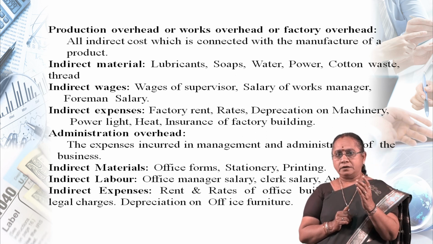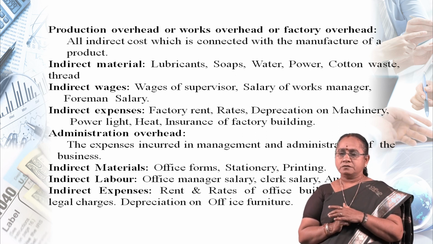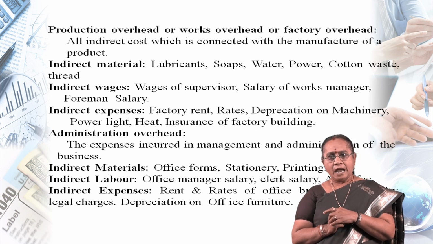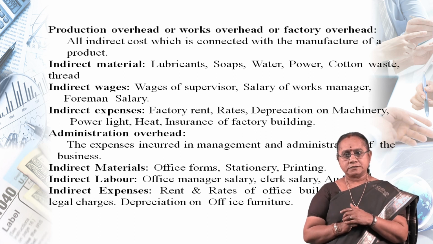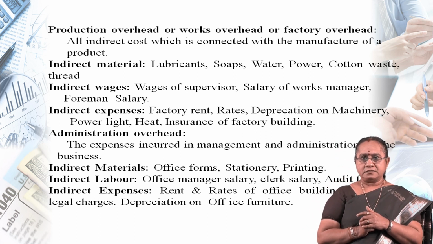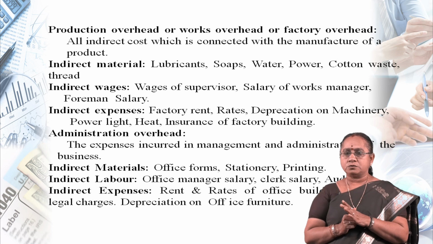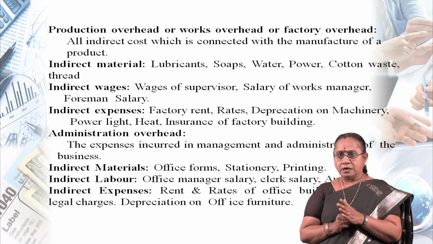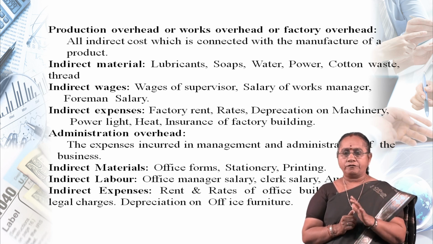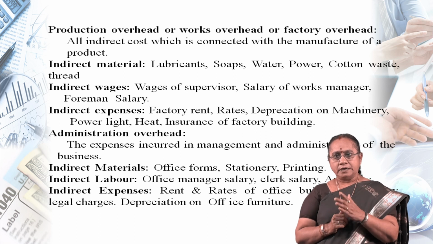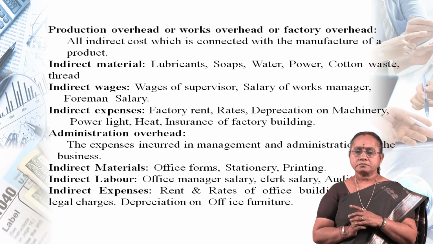Production overhead also relates to indirect wages, that is wages of the supervisor, wages of the works manager, foreman's salary, and the persons assisting them. Indirect expenses include factory rent, which is related only to the production place or shop. Factory rent, rates, depreciation on machinery. We can also take factory lighting, electricity only for the factory, power, light, heat, insurance of factory building and depreciation on machinery, all those things.